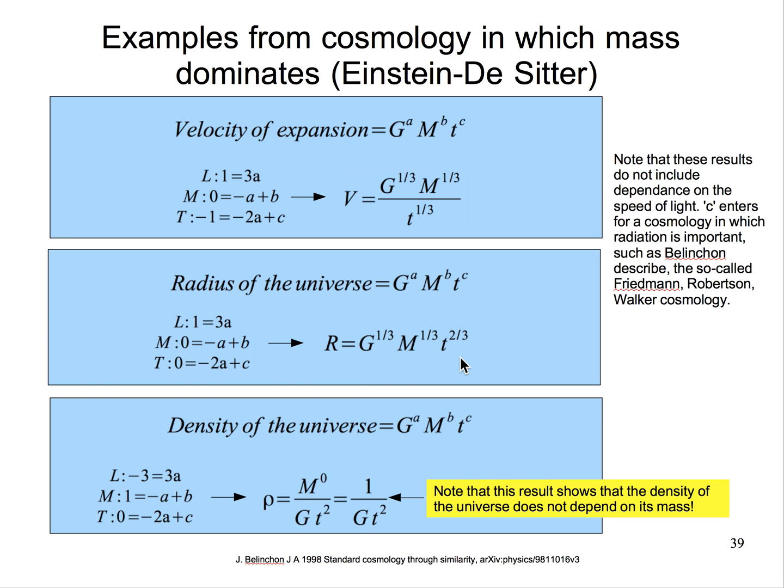So this is a well-known result from the so-called de Sitter model of the universe formulated by Einstein and de Sitter right after the Einstein field equations were published. So growth at t to the 2/3.